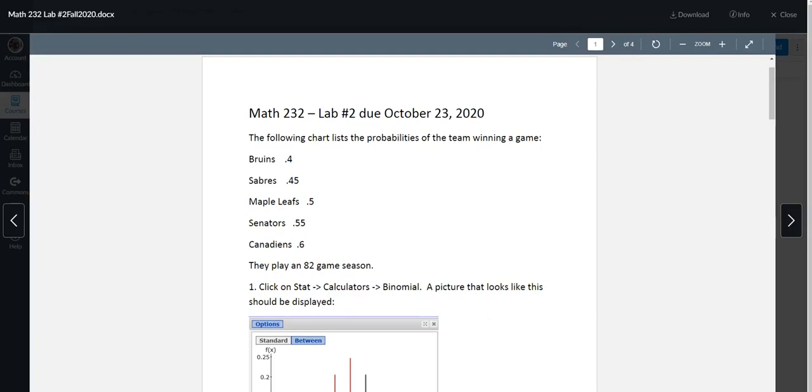I want to show how to do Lab 2, and I have up on the screen here my instructions. I want to see if I can follow them. I have the probability of certain teams winning a game, which is the probability of success for this binomial distribution. The 82 game season means N, the number of trials, is 82, and we're going to use StatCrunch to calculate a binomial probability for each of these teams, and I want to show how to do that.